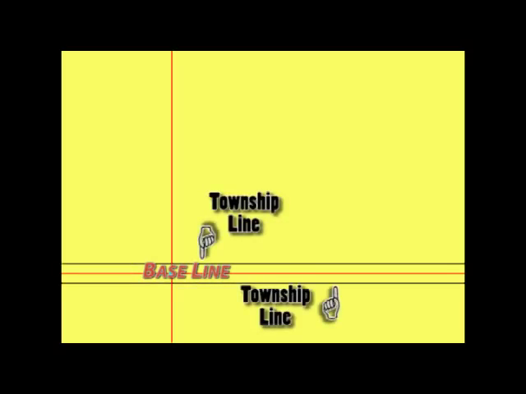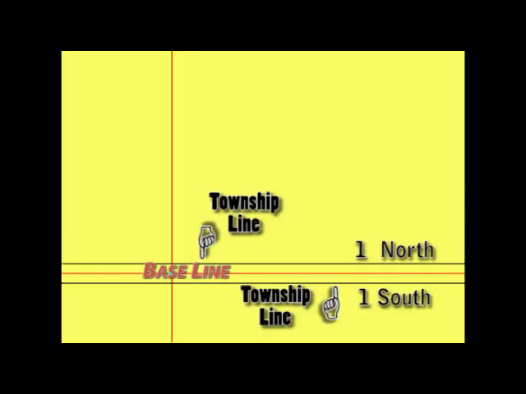Every 6 miles parallel to the baseline is a township line. The township line is given a number and a direction in accordance to its relationship to the baseline. The first line above the baseline would be called Township 1 North, and the first line below the baseline would be called Township 1 South.